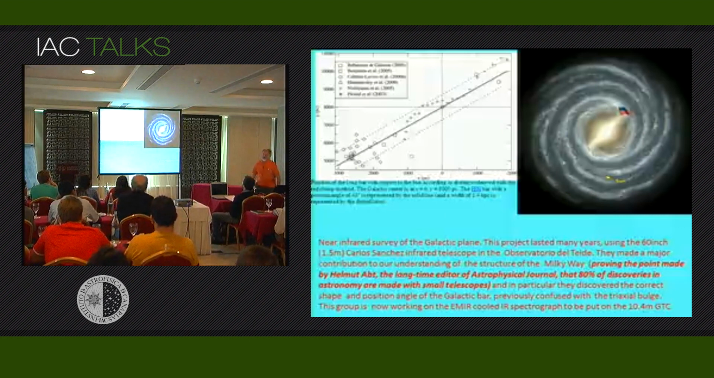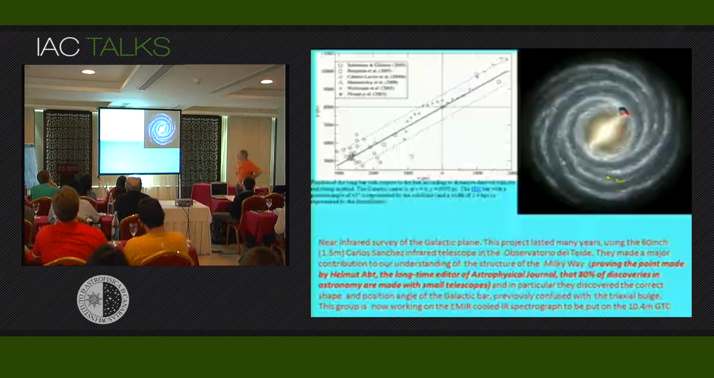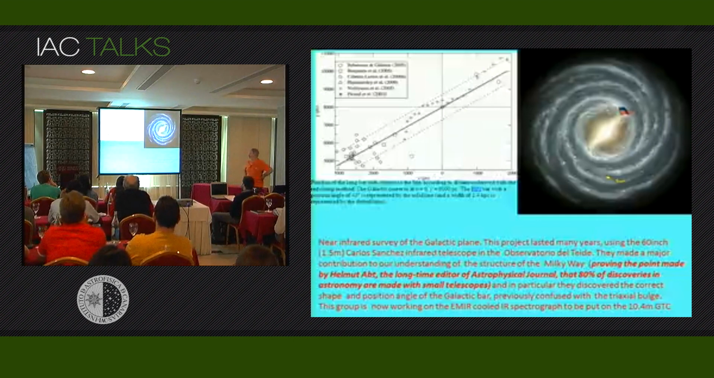Another group has been working for many years on a near-infrared survey of the galactic plane. They used the 60-inch, otherwise known as a 1.5-meter, Carlos Sanchez infrared telescope at our observatory. And they have made a major contribution to our understanding of the structure of the Milky Way. This is because they could use this telescope for weeks on end, whereas you can't use a big telescope for more than 2 or 3 nights.